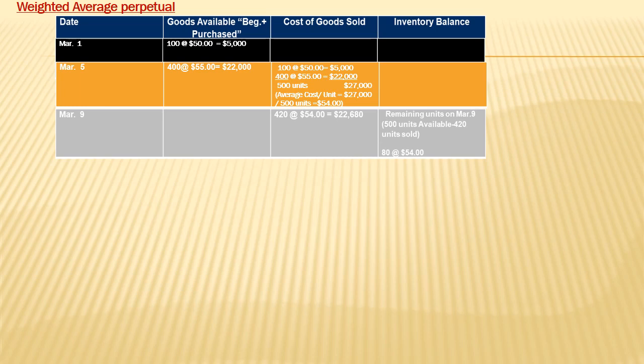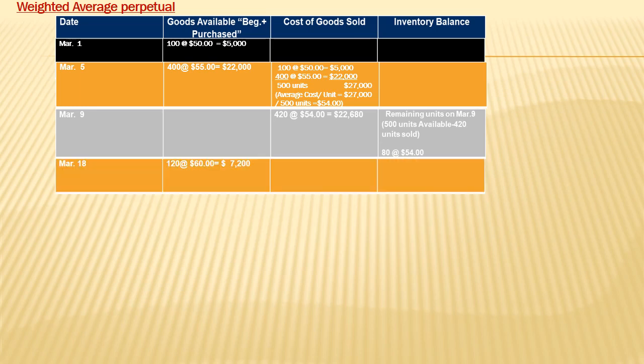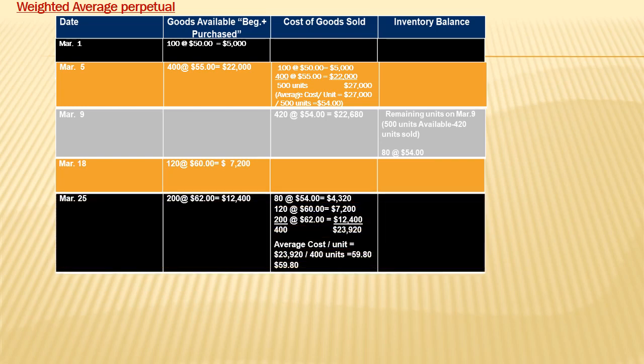I multiply the number of units remaining times the average cost per unit I've just computed in the previous step. On March 18th, I purchased 180 units at a cost of $50. On March 25th, I purchased 200 units at a cost of $62. But stop here, because on March 29th there is a sale transaction, so I stop again the day before it to calculate the average cost per unit.